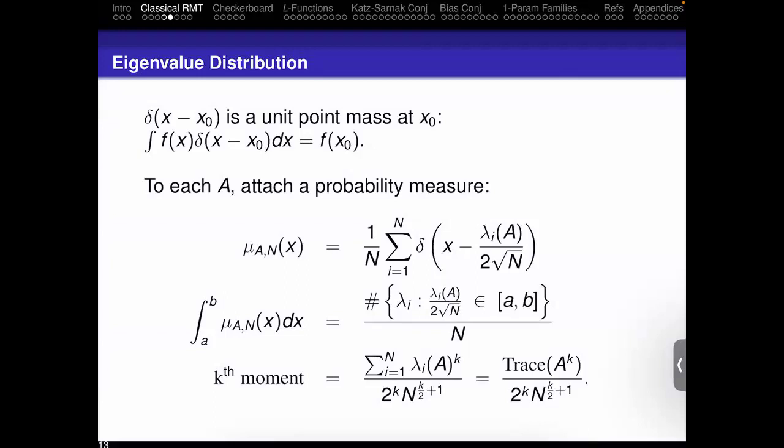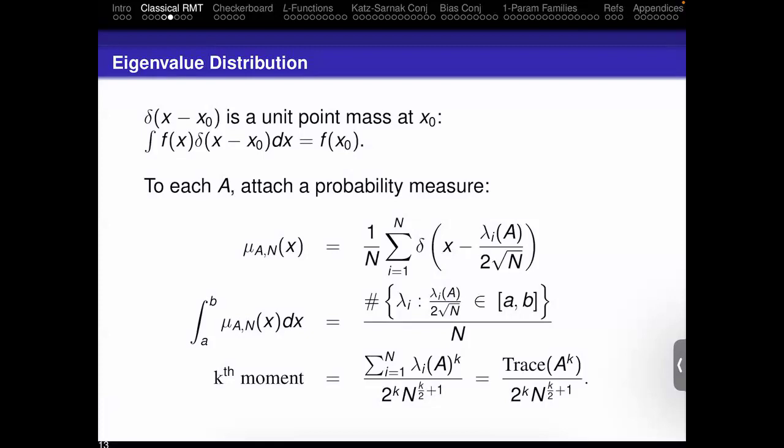If I just integrate my density from A to B, that will count how many normalized eigenvalues I have in that interval. If I want to calculate the kth moment, I would just integrate x to the k. It will return the eigenvalue to the kth power. And by the eigenvalue trace lemma, that's just the trace of A to the k. And we can begin to see now why there's a hope that we can actually make progress with this. The trace of A to the k is going to be a polynomial in the matrix elements. We know the matrix elements. So the hope is maybe we can calculate these kth moments.